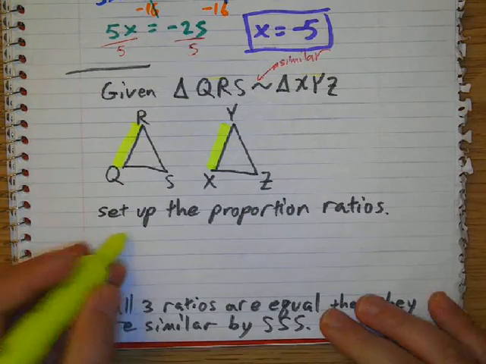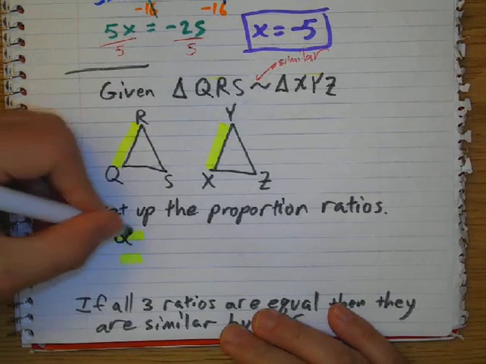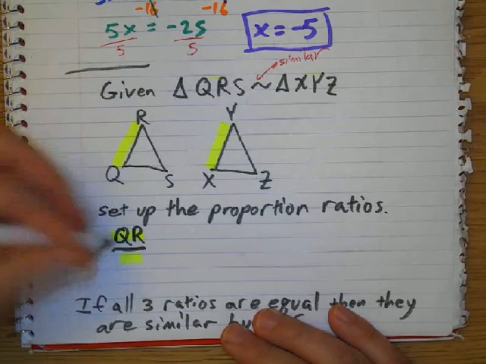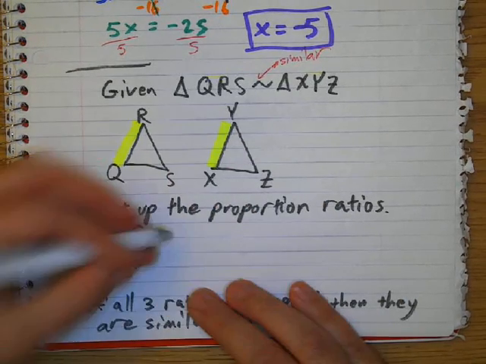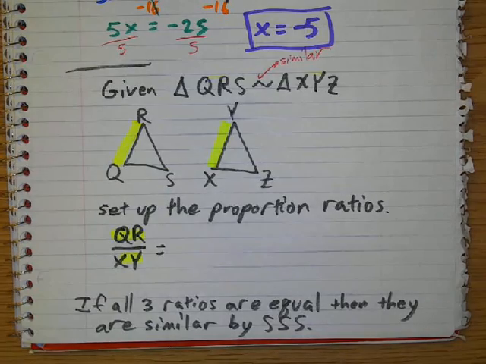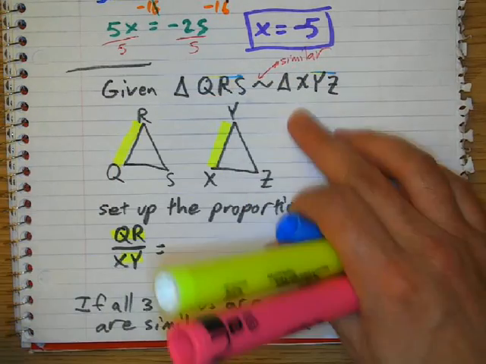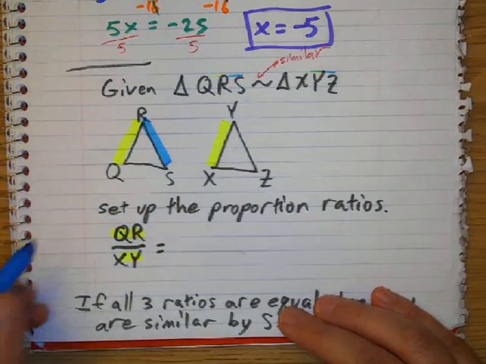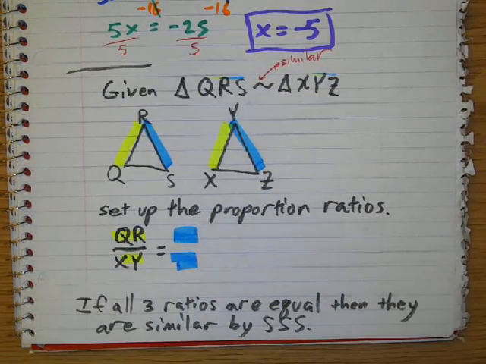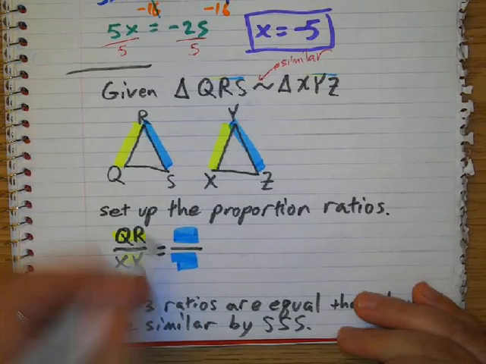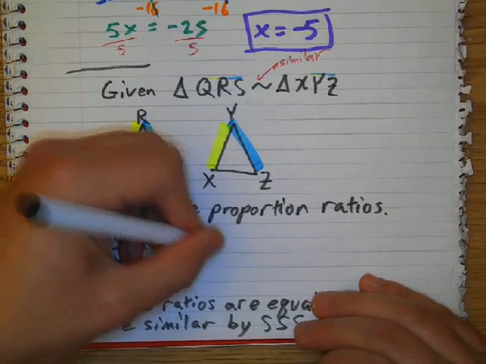So if I set up the ratio, I'm going to write QR over XY. So the ratio of this side and this side is going to be similar. They're not congruent, but the ratio will be similar. So the next two letters here are R and S, and the next two letters are Y and Z. So I can say RS and YZ are going to be similar. So if I write the ratio here, I'm going to end up with the length of RS over the length of YZ. That ratio should also be similar.